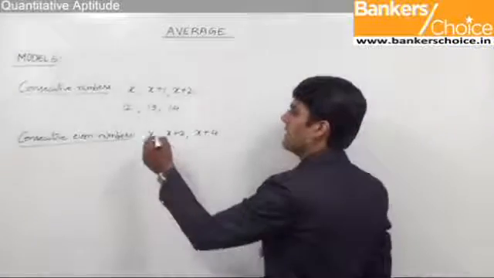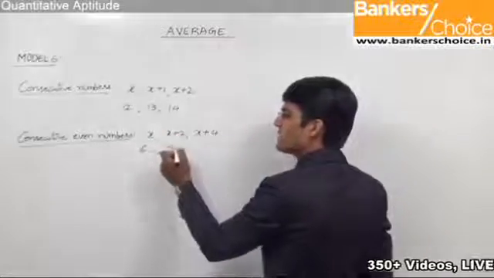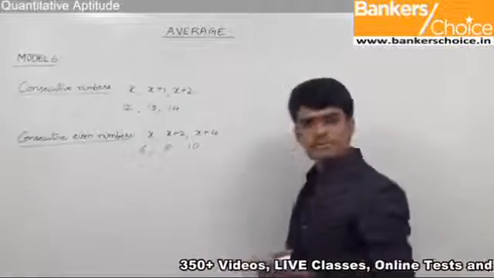Let us take an example. Let us assume x is equal to 6. So the next number will be 6 plus 2, that is 8. Then we have 6 plus 4, 10 and so on.